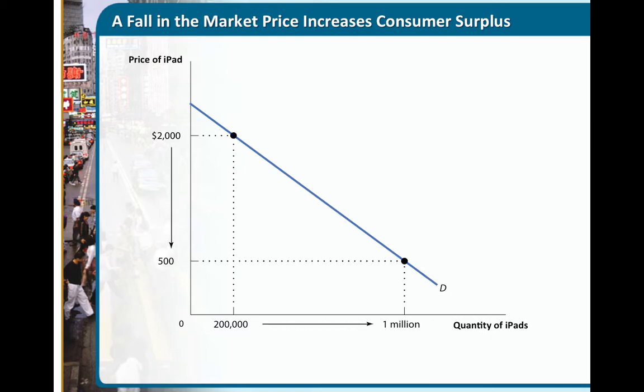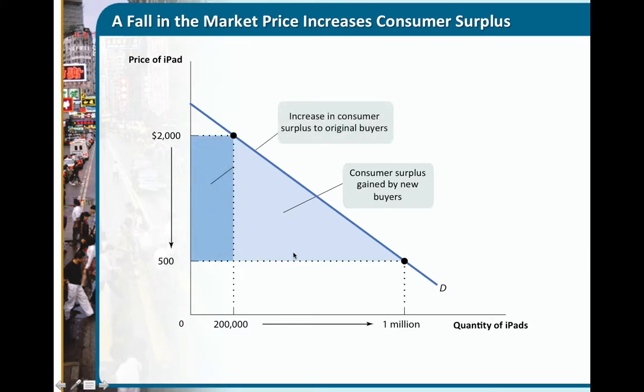And you'll see it here in the larger market sense as well. So if the iPad for some reason was priced at $2,000, which is an insane price for an iPad, you would have this amount of consumer surplus. If it dropped in price to $500, you would get consumer surplus from new buyers, but then you would also have the increase in consumer surplus from the original buyers.